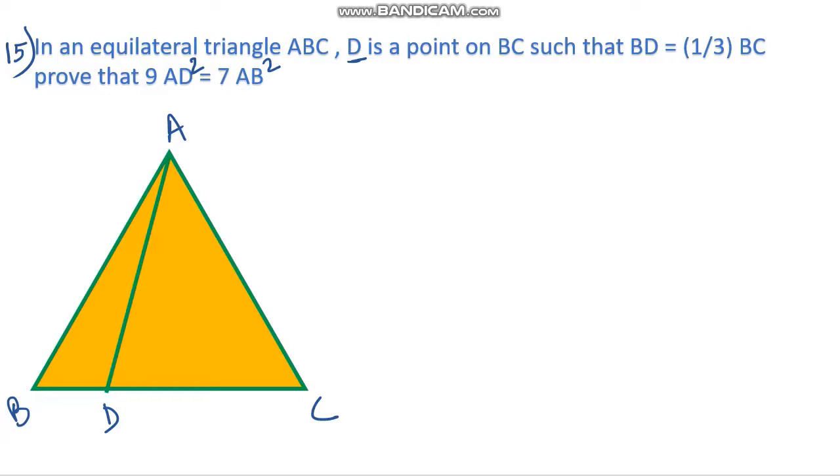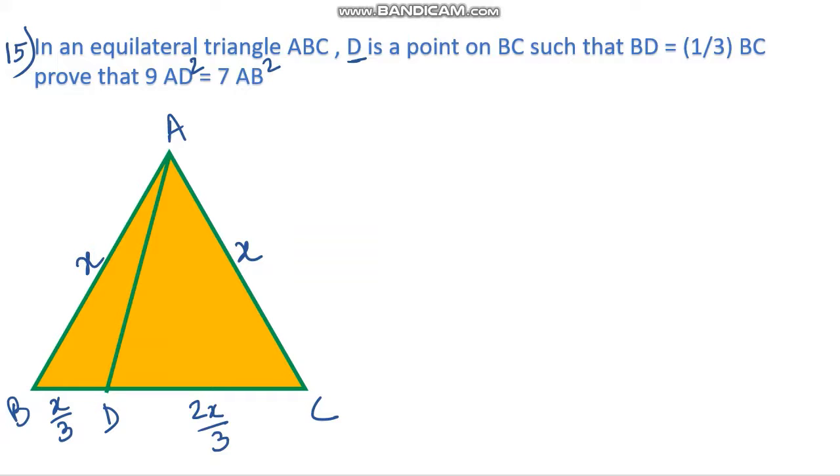So to make our work easy, let us say that AB is equal to X. Now if AB is equal to X, then since ABC is an equilateral triangle, AC will also be equal to X and BC will also be equal to X. But since D is a point such that BD is equal to 1 by 3 BC, we can say that BD is equal to X by 3. Now whatever is left, that is CD. So how much will be your CD? CD will be equal to 2X by 3.